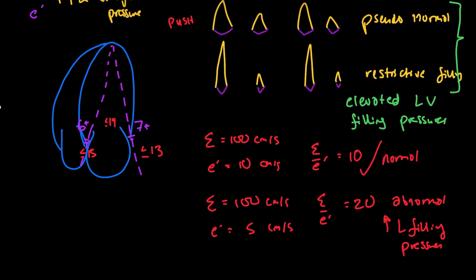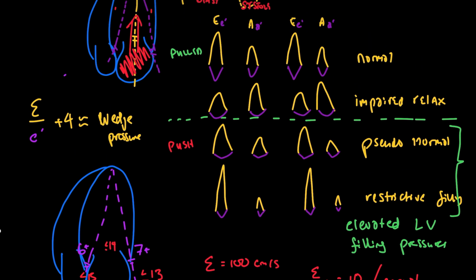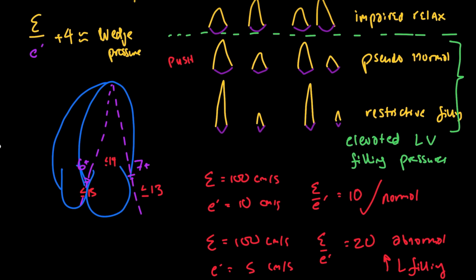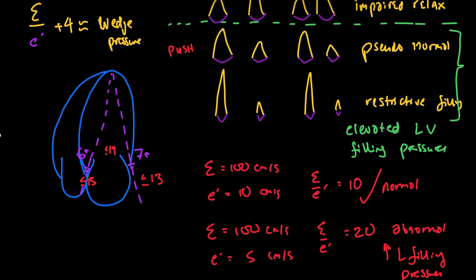So this E over E prime concept is very useful. Sometimes, we talked about here with the mitral E and A concept, you can use a Valsalva maneuver. Patients aren't always able to do that, and so you're stuck trying to figure out, am I dealing with normal versus pseudonormal pattern? If you take E prime and combine that with E, this is a very useful way to estimate your left-sided filling pressures, whether you just look at 14 and above as abnormal, or whether you use this equation, E over E prime plus 4, to estimate the wedge.